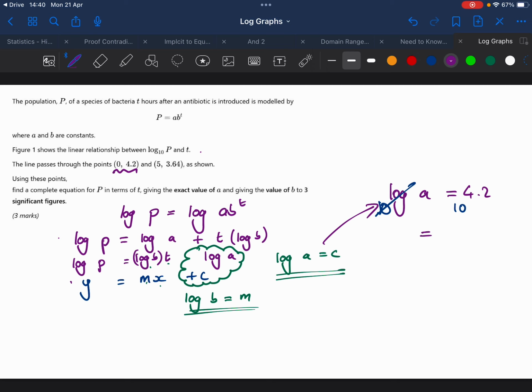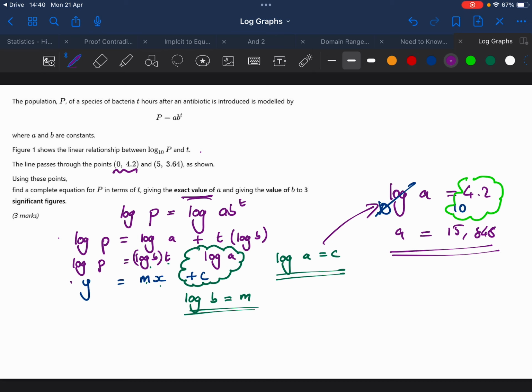Oh, hang on a moment. I don't actually have that value in front of me, so let me just work that one out. That's 10 to the power of 4.2. So I get 15,848. What do they want here? They want the exact value of A. So actually I'll keep this one here. But it's just a little bit under 16,000 for the A value.